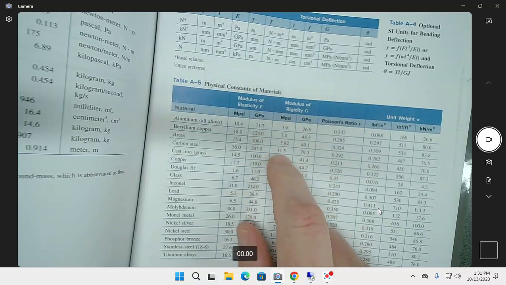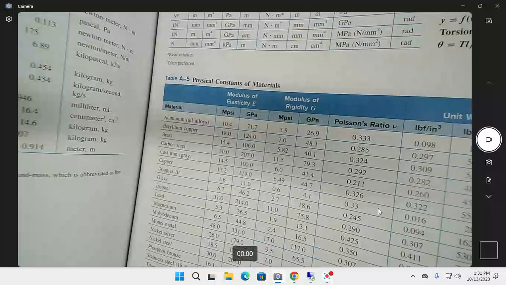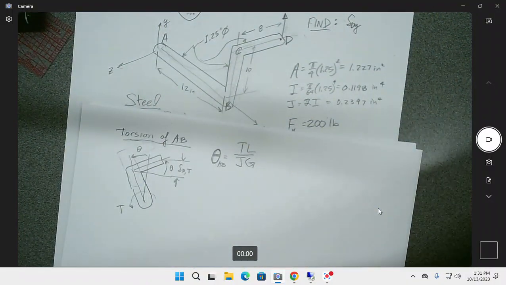I love that name, modulus of rigidity. I want to name my band that. It's better than circle of Willis. Anything's better than circle of Willis.